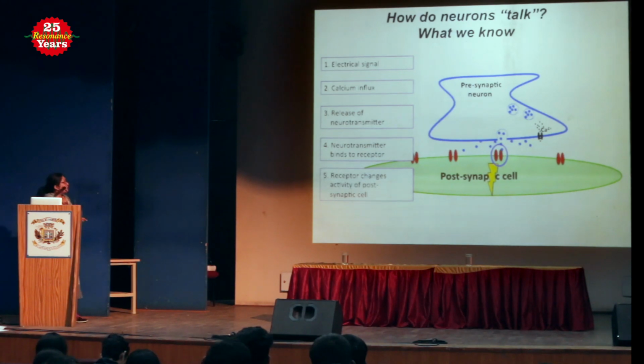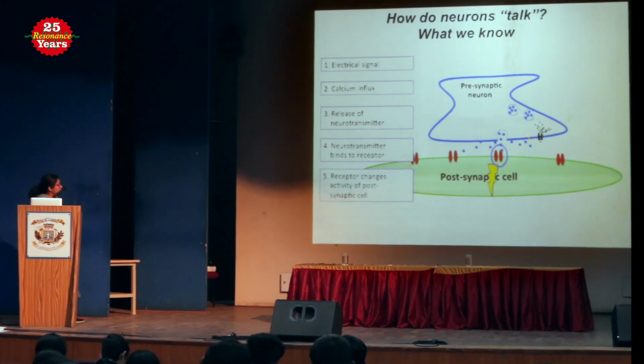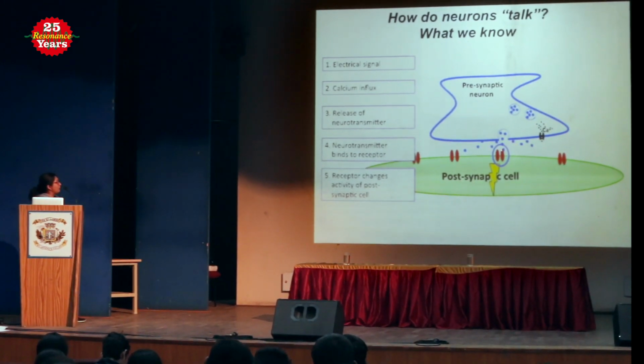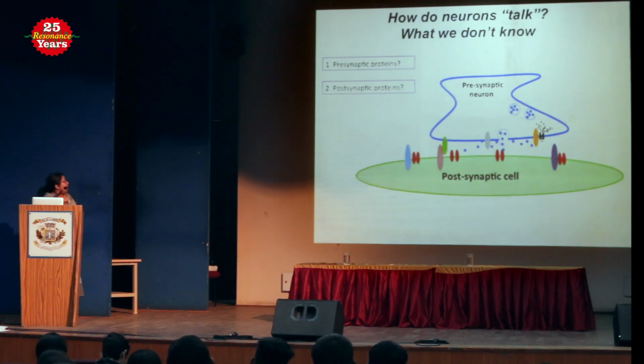Now, a lot of work has already been done, which tells us what neurotransmitters are, what postsynaptic receptors are, how these signals are transferred. But what we know is not complete. It's far from complete. And some of the questions that we don't know the answers to are who are the proteins that are sitting on the presynaptic neuron that allow for this process to happen?